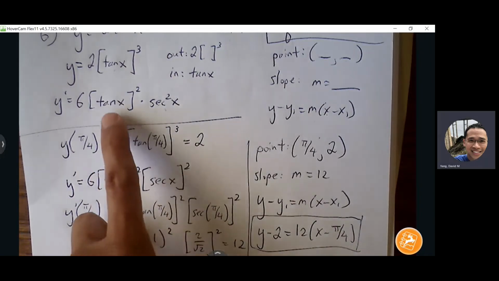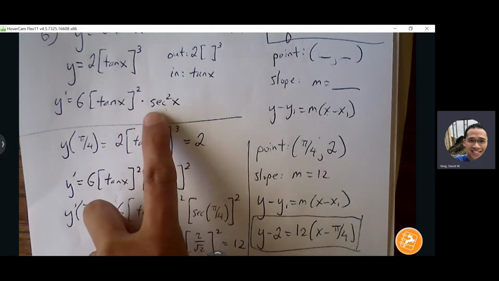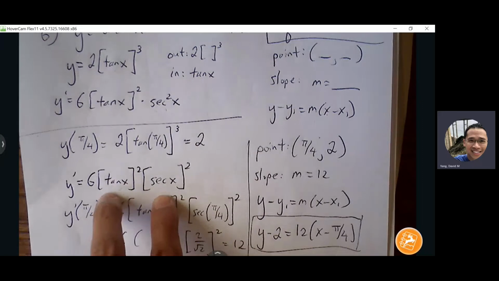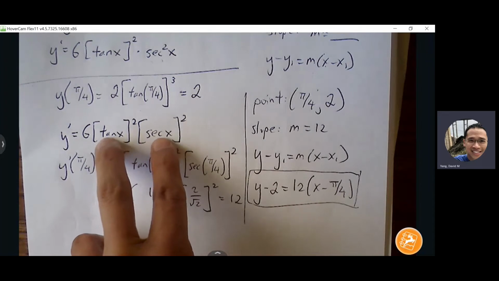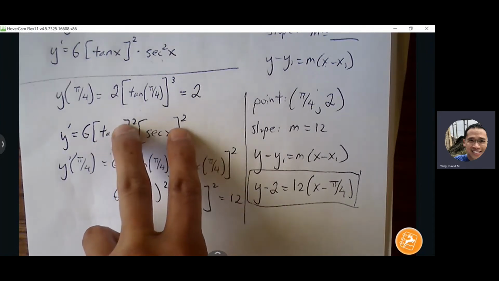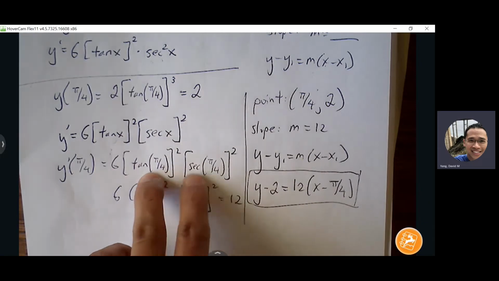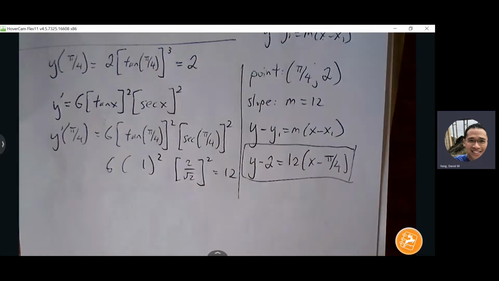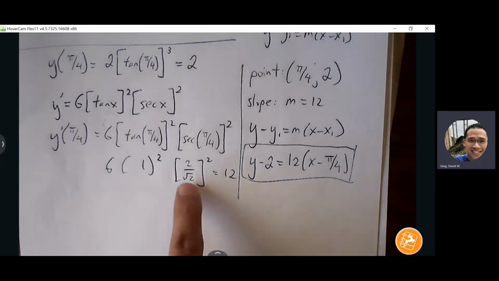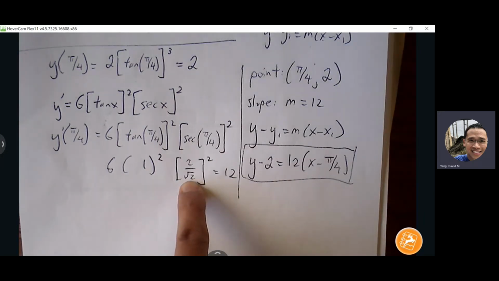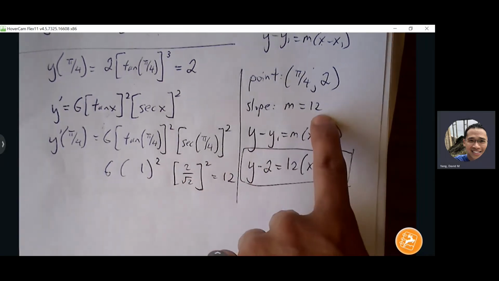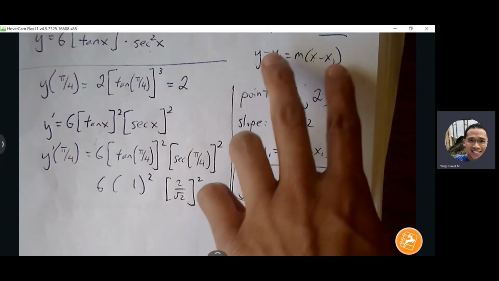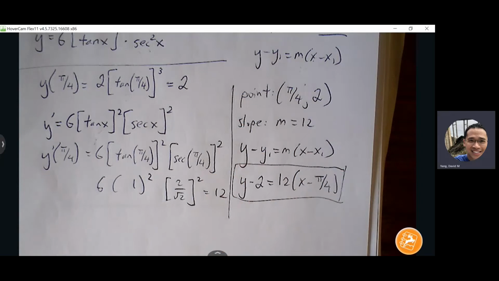To evaluate my derivative, I think it's helpful to rewrite that secant squared x as secant x squared, so that you have a reference point that we really want to find our trig value before we are squaring it or raising it to a power. So tangent of pi over 4 is 1. Secant of pi over 4: think of it as the reciprocal of cosine. You know cosine of pi over 4 is root 2 over 2. Flip that, we get 2 over root 2. Square that, we get 4 over 2, which is 2. 2 times 6 is 12, and there's our slope. Once we're there, point slope form, tangent line equation.